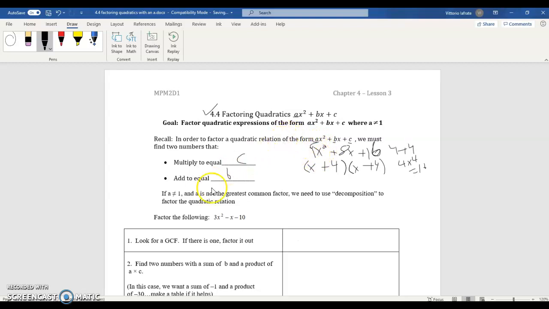But sometimes we don't have that. Sometimes we have a situation like the one over here, where a is different from 1. In this case, a is equal to 3. Now, what you would normally do first is you try to find the greatest common factor, pull that out, and see if you could make it into a form where a is equal to 1, like we saw in the previous lesson. But sometimes that won't work either. So for example, here, there's no greatest common factor to take out. So what we need to do is use a new technique called decomposition.